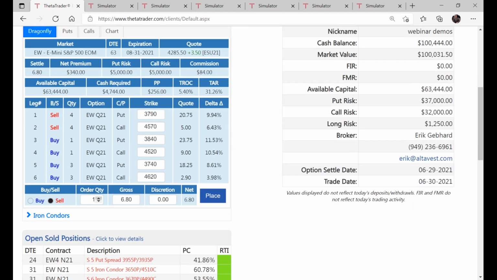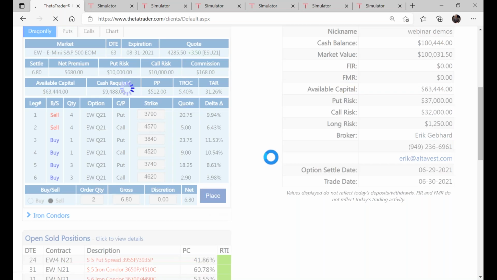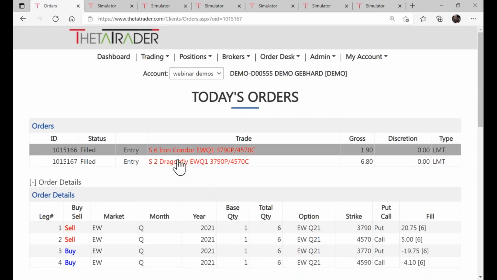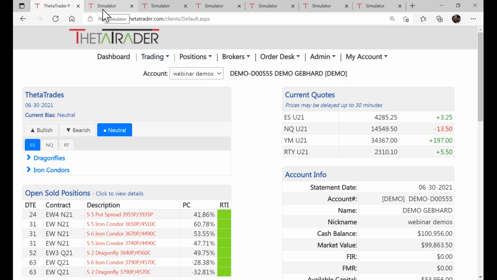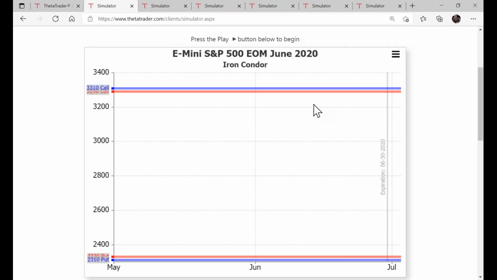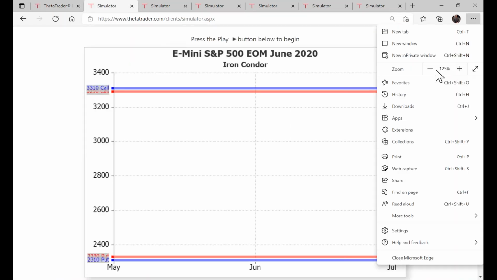And we'll go ahead and do a quantity of 2 of these Dragonflies. We'll leave the pricing here at 6.8, and we'll go ahead and place that order. And now you've just placed a Condor and a Dragonfly. Now, let me show you, I guess you could call it a little bit of magic. There's a trade simulator right here. I've already loaded some to save some time. Let me squeeze this down.